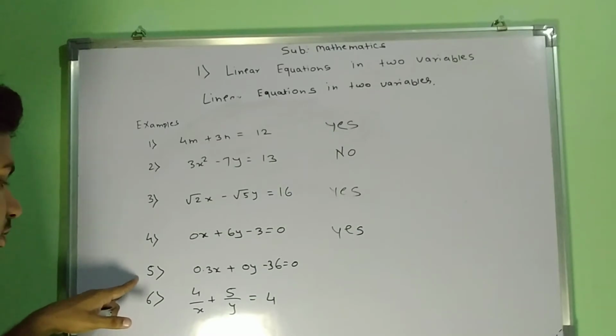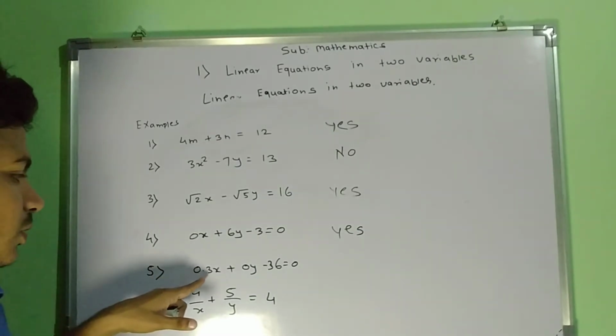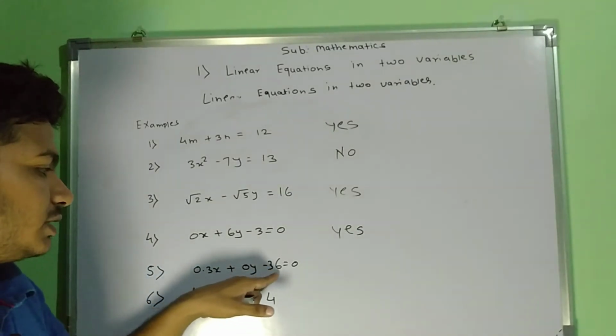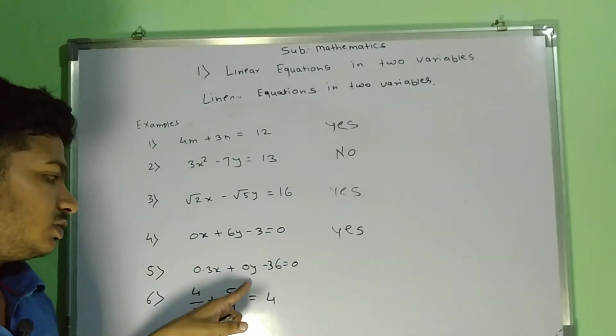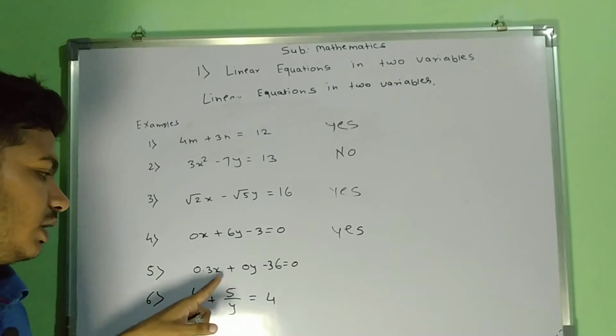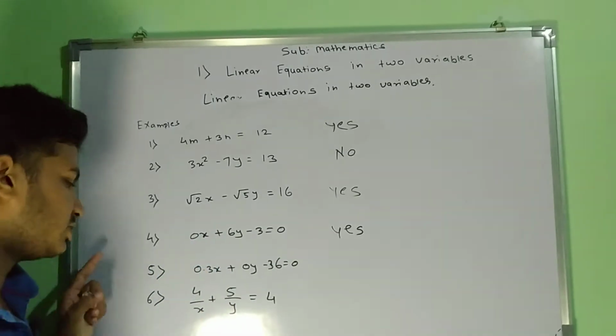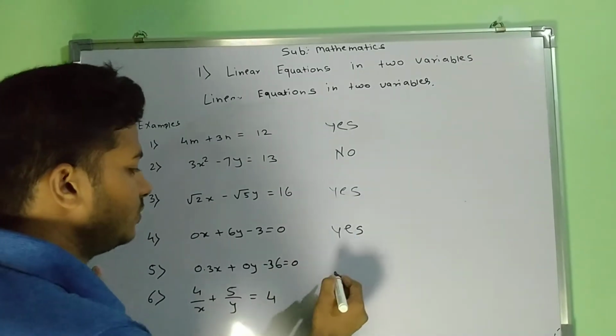Now look at the fifth one, 0.3x plus 0y minus 36 is equal to 0. Here also 0.3 is a real number, 0 is also a real number, and x and y have degree 1. So that is why the fifth one is also a linear equation in two variables.